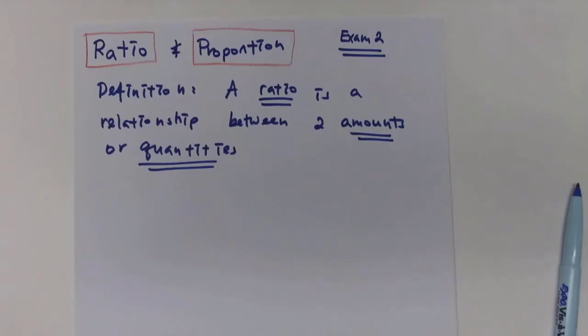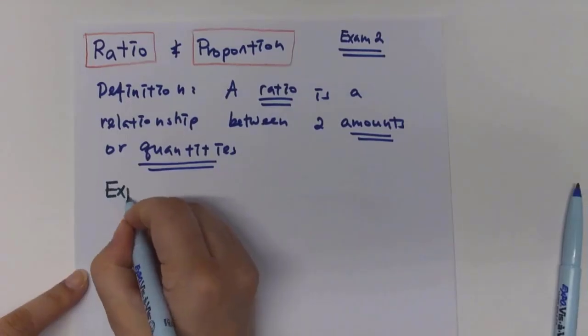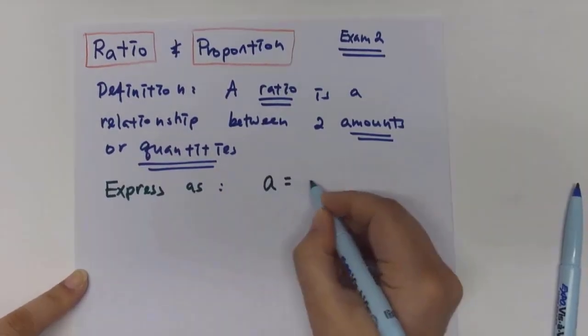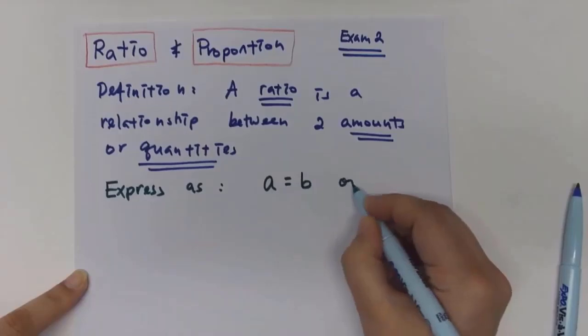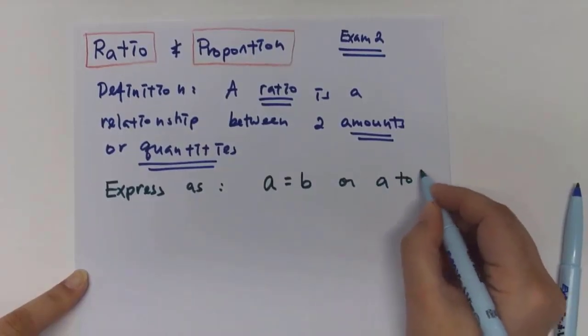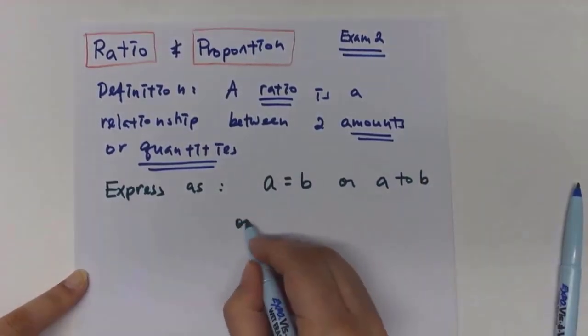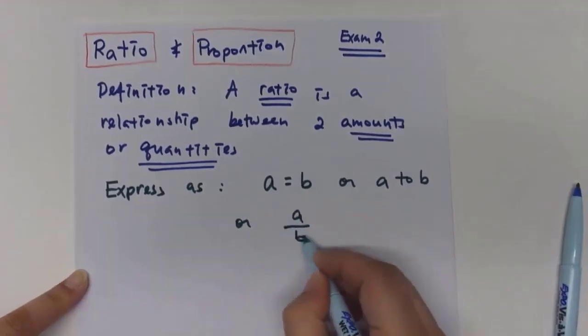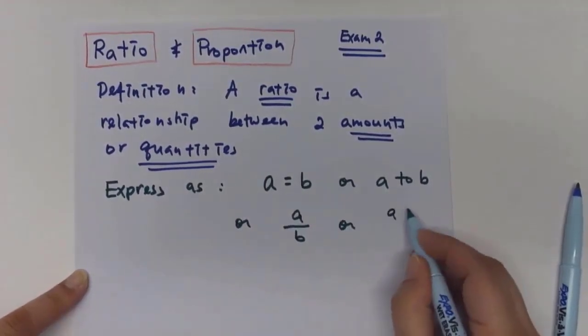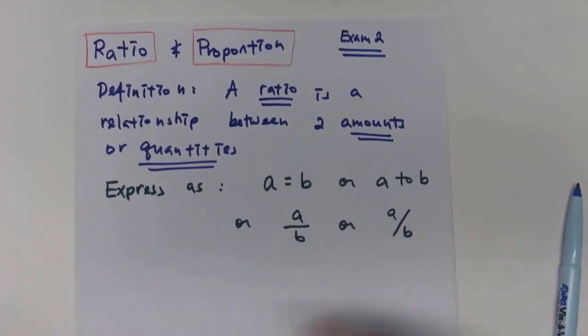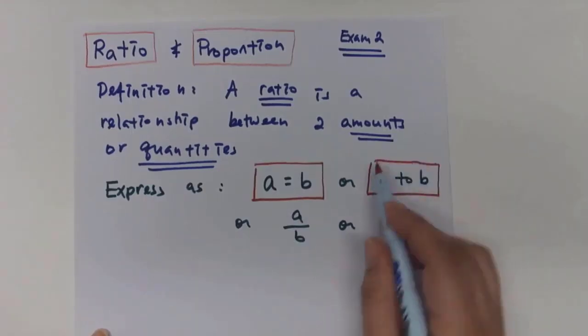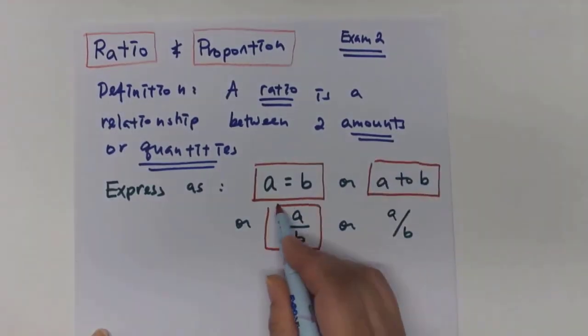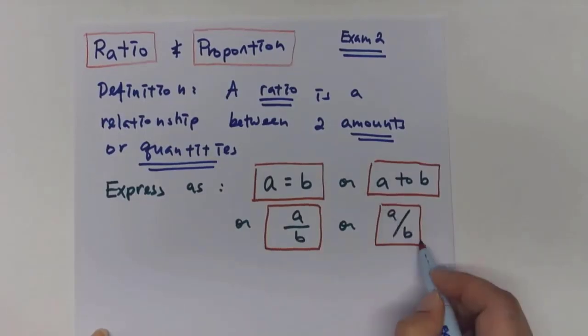Ratios are expressed as A to B, or A:B, or A/B. They are all acceptable notation for ratio. Sometimes it looks kind of like a fraction. It can be a fraction and a ratio both, and sometimes it cannot.